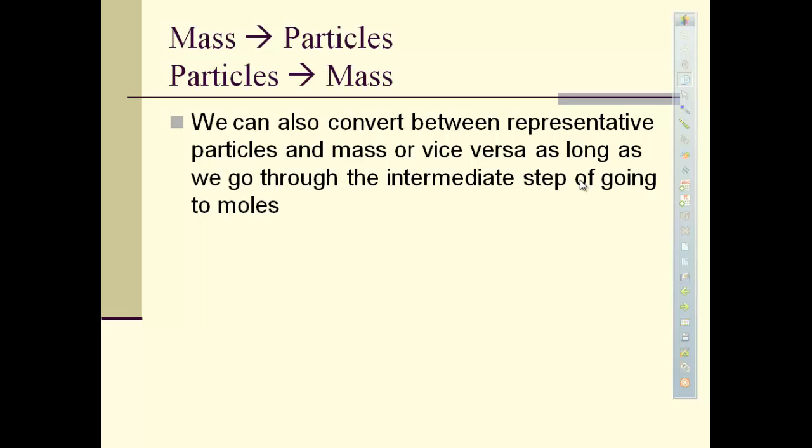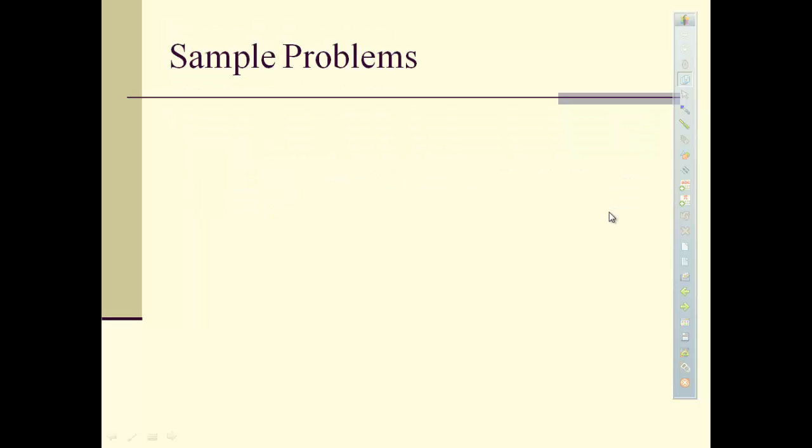But the thing is, we can also go from mass to particles or particles to mass. The thing is, you notice that on the previous 2 problems that we did, we had to go to moles. So that's going to be our intermediate step, or that middle step that we're going to be going through. But again, there is that relationship that can exist between mass to particles because of the mole.